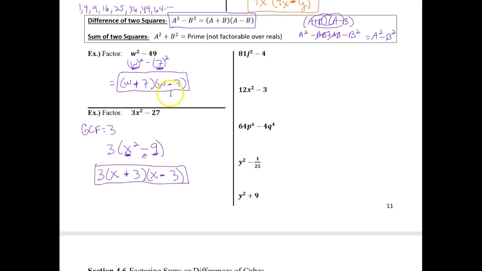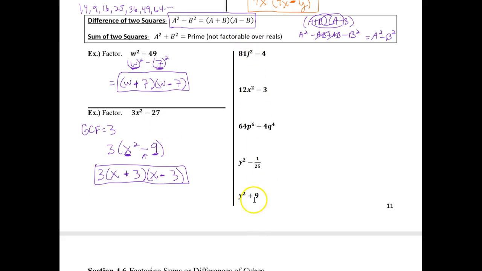So again, the way we find our A is we say what would make x squared? X times X would make X squared. What would make 9? 3 times 3 would make 9. Or you could think of it as the square root. Square root of X squared is X. Square root of 9 is 3. And that's where I got these terms from.